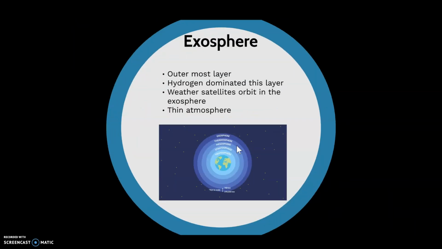Okay, so then we have the exosphere. This is the outermost layer. Hydrogen dominates this layer. This is where our weather satellites orbit, and it's a very thin atmosphere. So this is the outermost layer of our atmosphere.